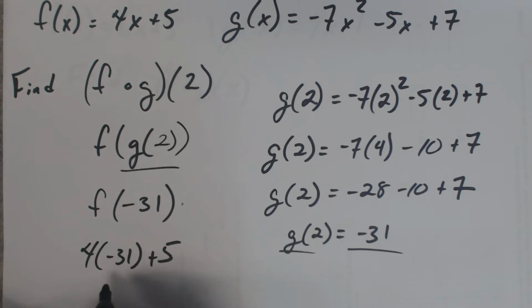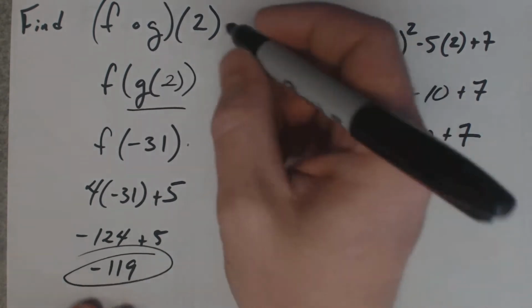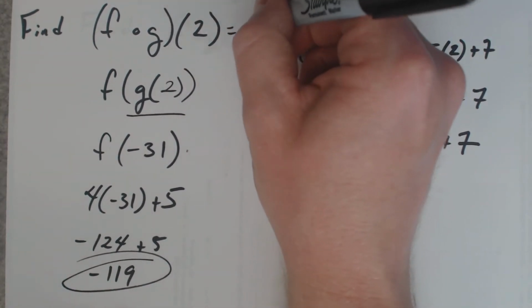So 4 times 30 would be 120, negative 124, plus 5 would be negative 119. There you go, negative 119. That is our composite function. That's what our value is.